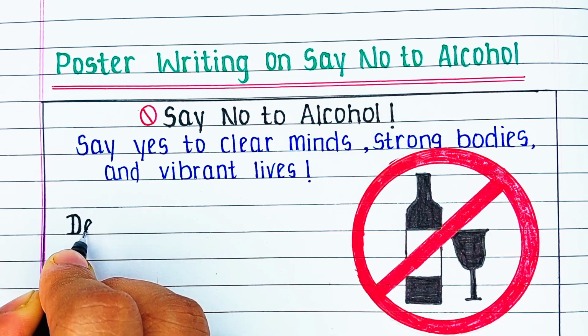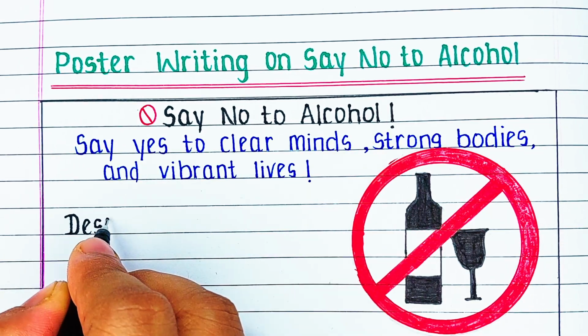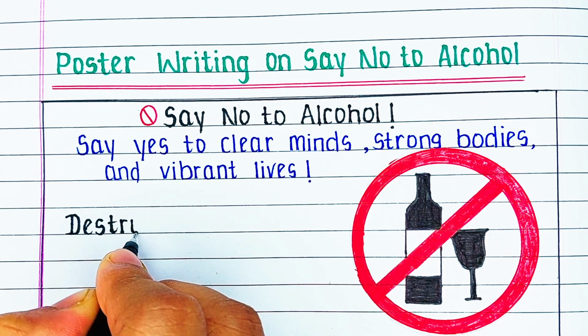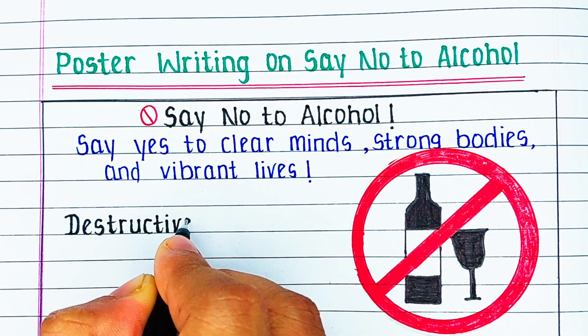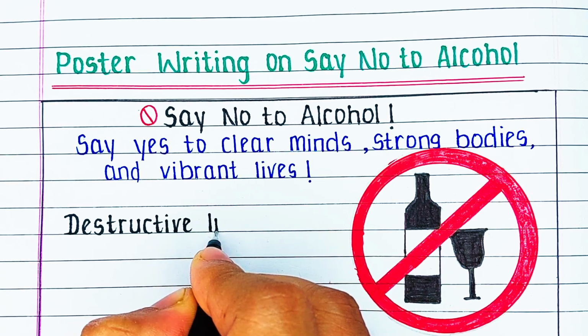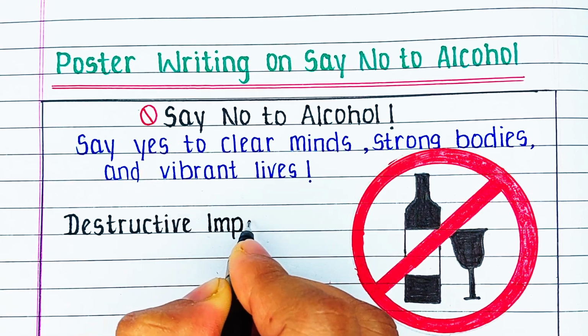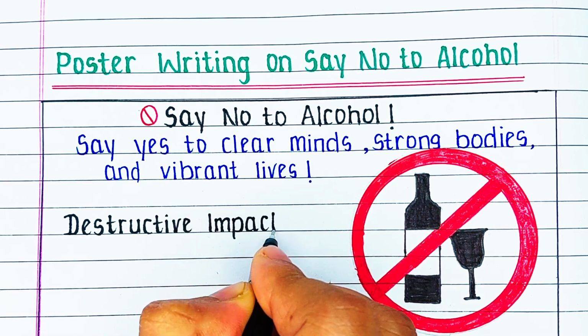As you can see, on the right hand side, I have drawn a graphical representation about the theme of the poster. There is an alcohol bottle and a glass with a stop or no sign on it.